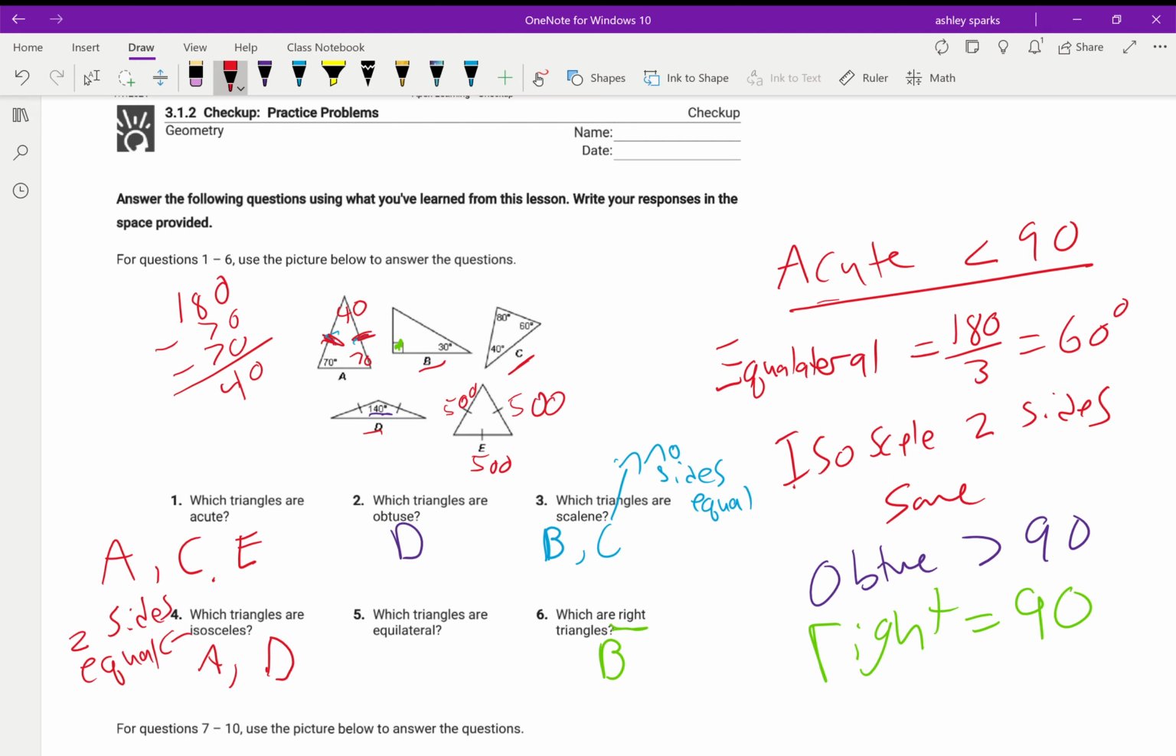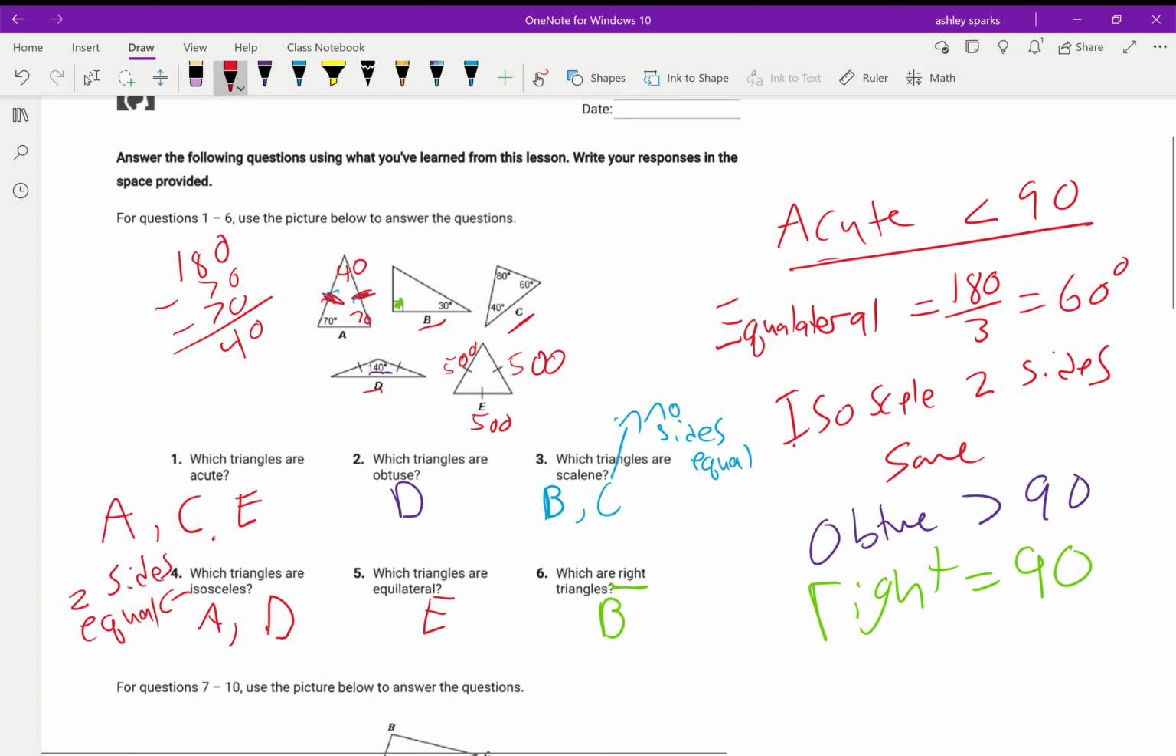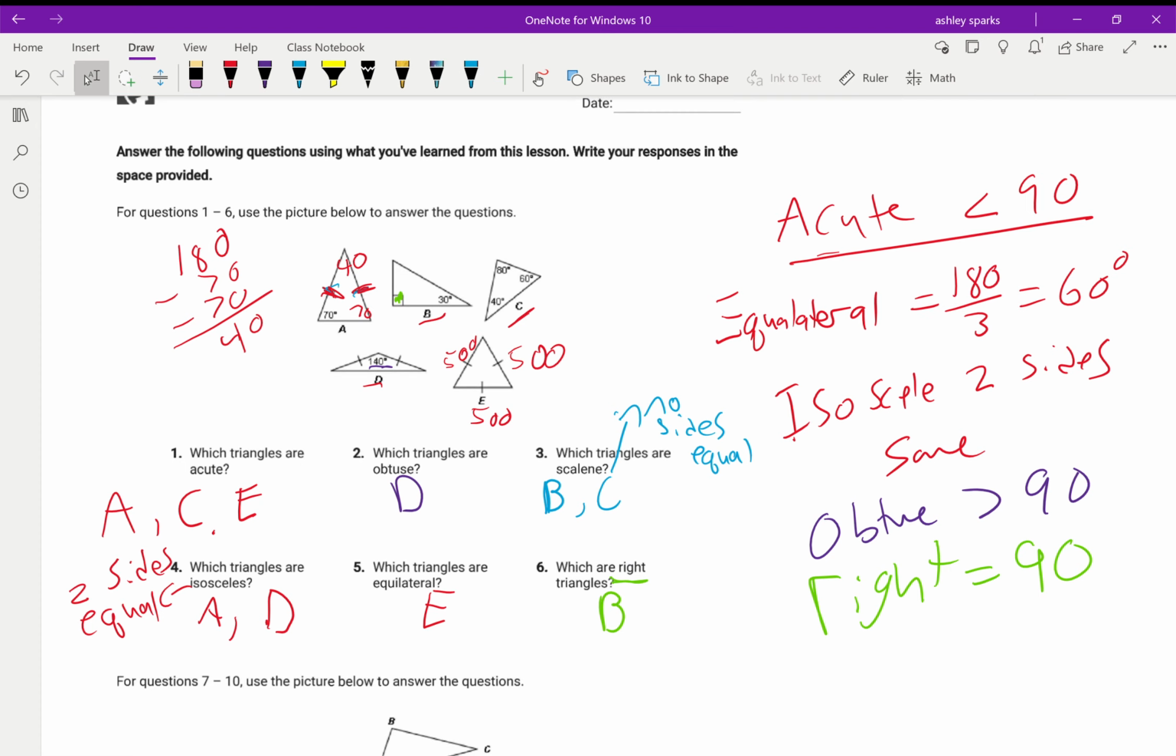And finally, which one is our equilateral? Equilateral, that would mean you have markings on all three sides, which is what we have in E. So those are different types of triangles. Equilateral are all the same. Equal means equal, and lateral is your sides, like your side muscle is called your lateral.